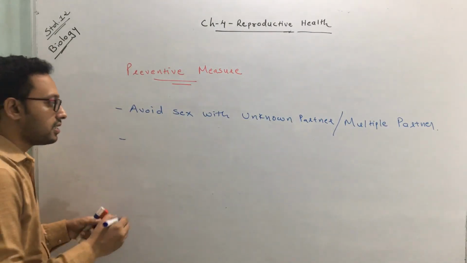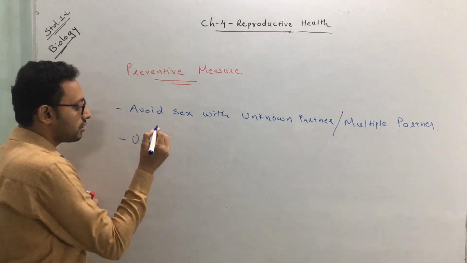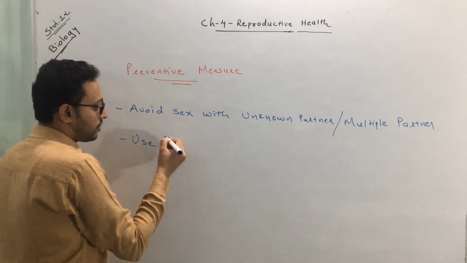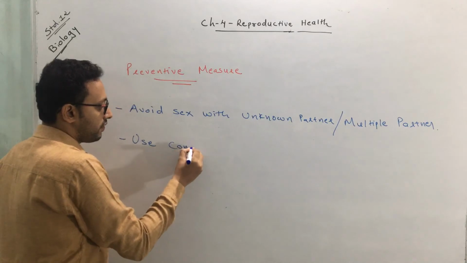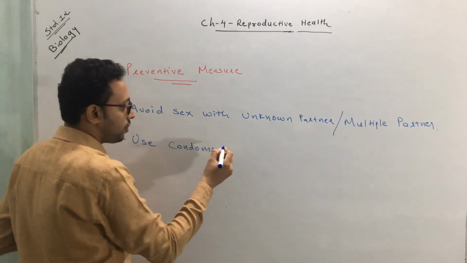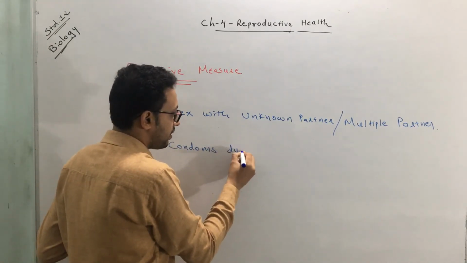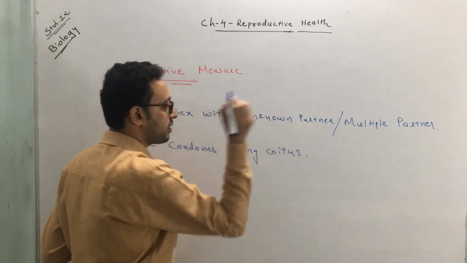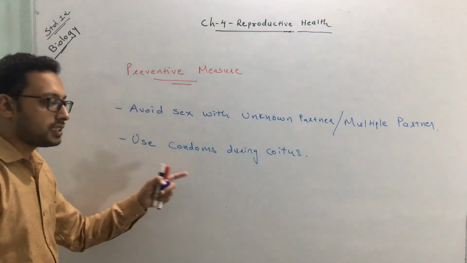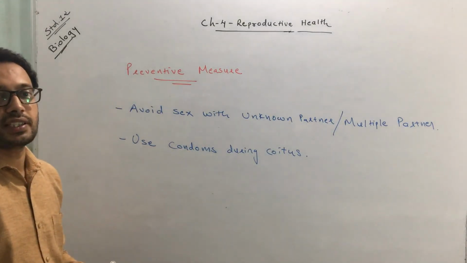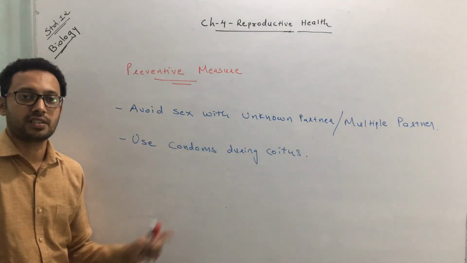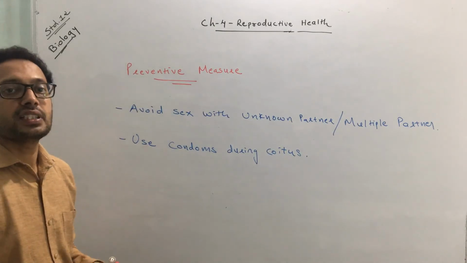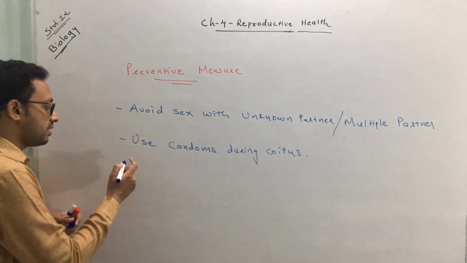Second is use or try to use physical barrier methods like condoms during coitus or sexual activity. Okay, there should be a use of this, because you know that there is an advantage of this contraceptive method. It prevents the spread of sexually transmitted infection.